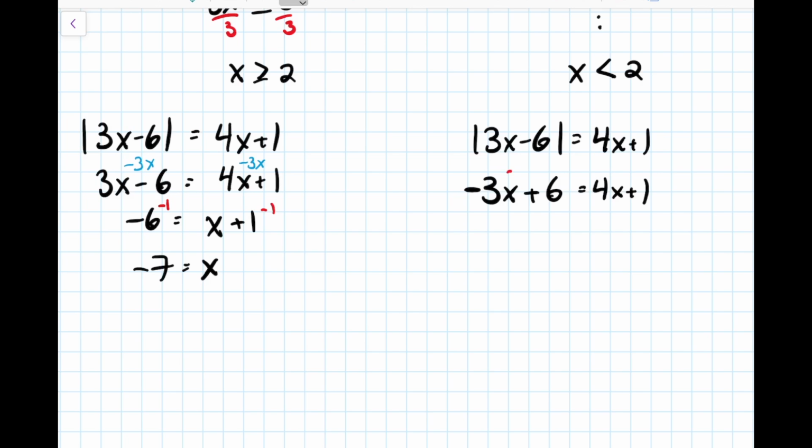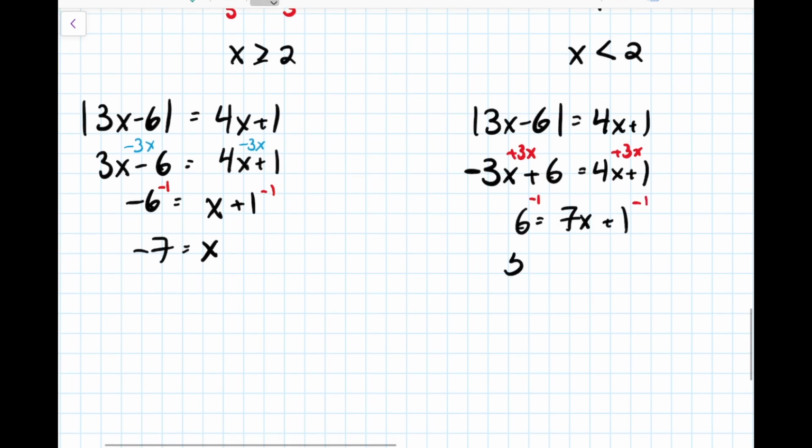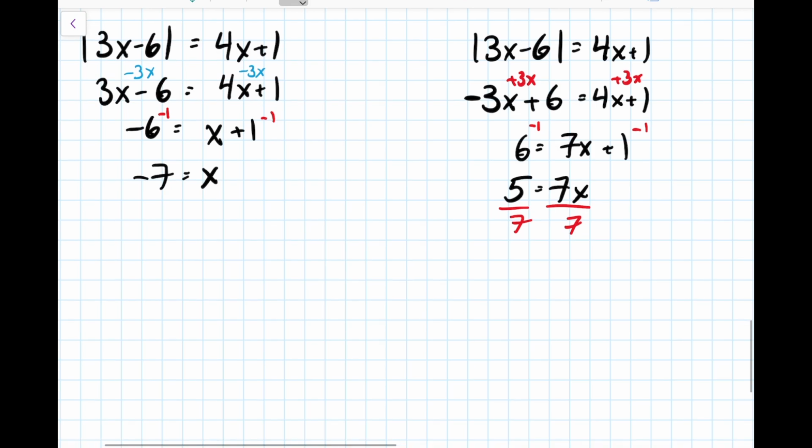So the process now is going to be slightly different. I'm going to add 3x on both sides instead of subtracting it like I did last time, which gets me 7x plus 1. Then I'm going to subtract 1 on both sides, which is going to get me 5 equals 7x. And lastly, I'm going to divide by 7, which is going to get me, unfortunately, a fraction as an answer, which happens. And x is 5/7. So now we've got to check both of these.